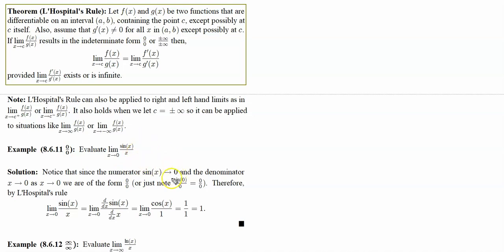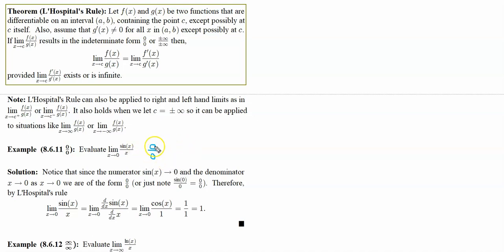First of all, notice that if I put 0 in for the x in the numerator and the denominator, the sine of 0 is 0. And of course I get 0 in the bottom. So this is of the form 0 over 0. It has to be of this form, or infinity over infinity, in order to apply L'Hopital's rule. If it isn't of one of these forms, you can't apply L'Hopital's rule.